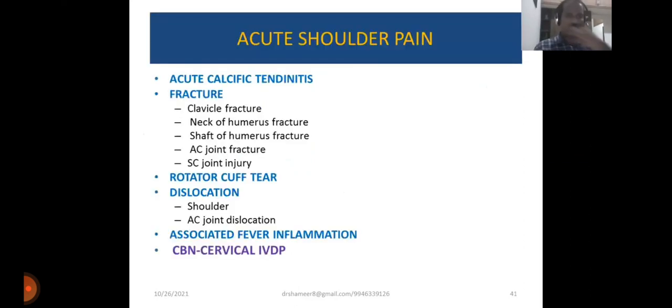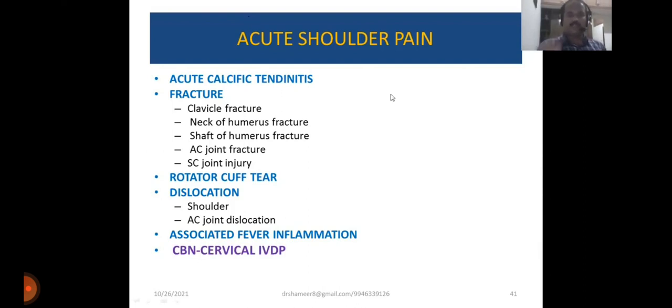Okay, common pathologies in detail. Acute shoulder pain: if a patient comes to OPD, in our practice there are several cases that come directly to our OPD after a trauma, a fall or a sports injury. So management of acute shoulder pain is very important, because there should be an exact diagnosis, exact management, and the pain should be reduced within 1 to 2 days. Otherwise, the patient will not come for the next visit.